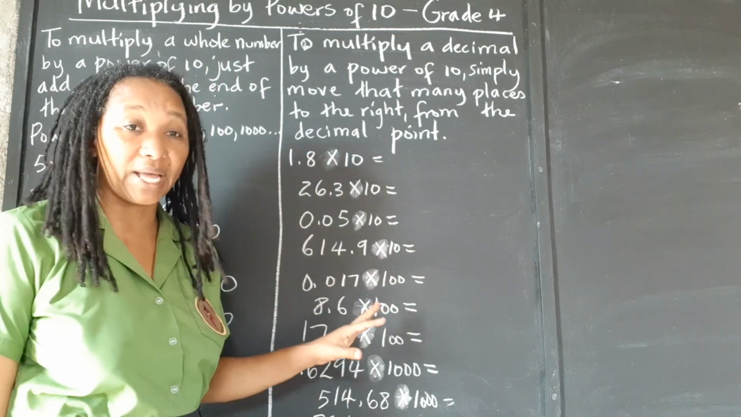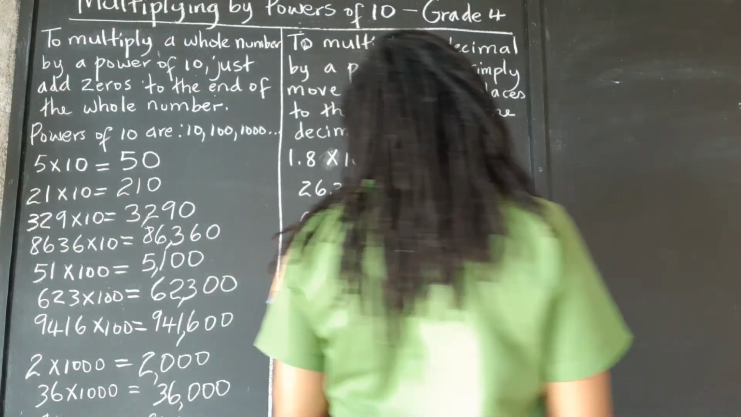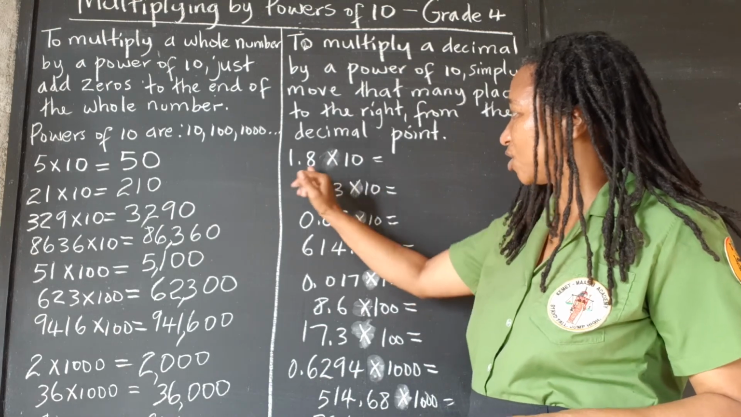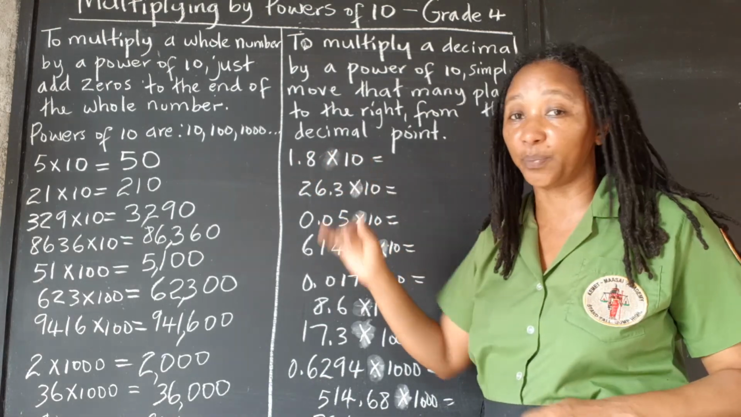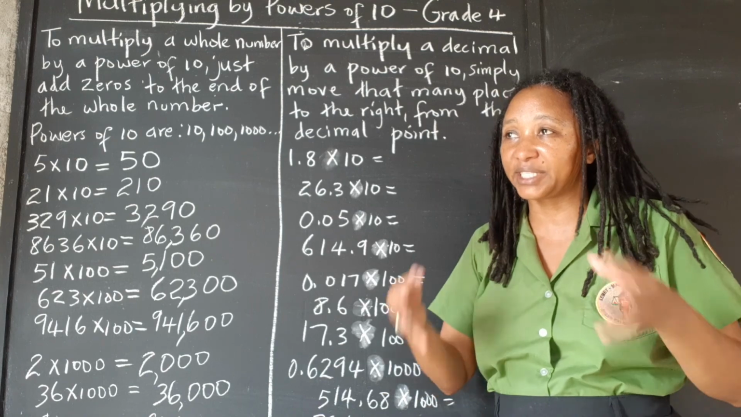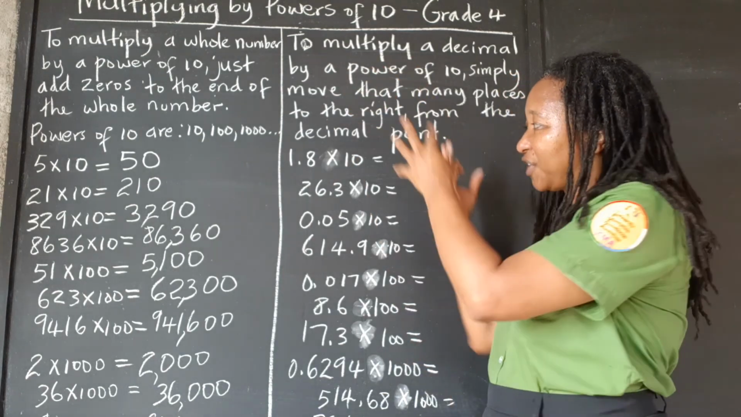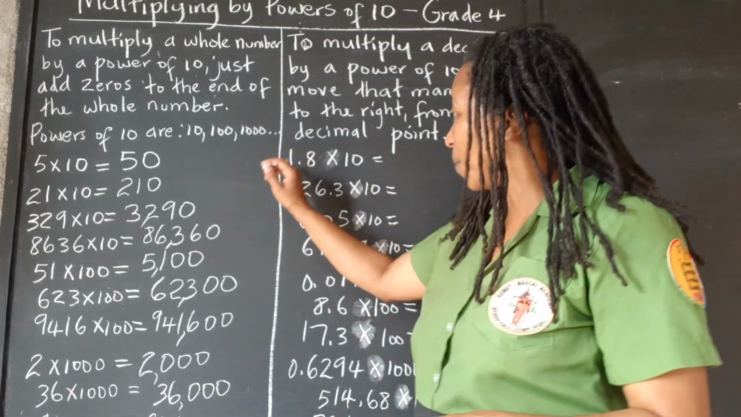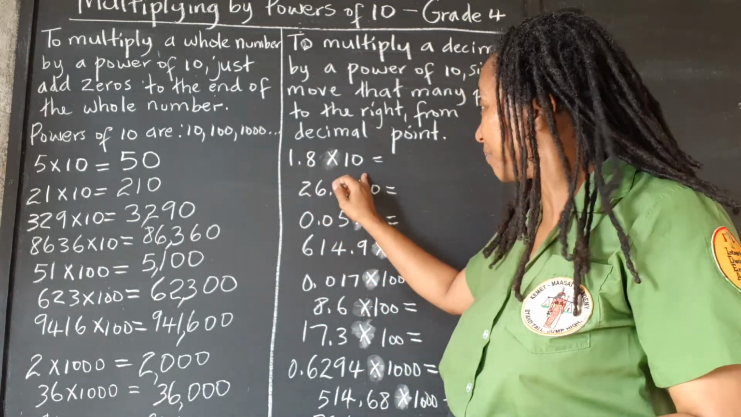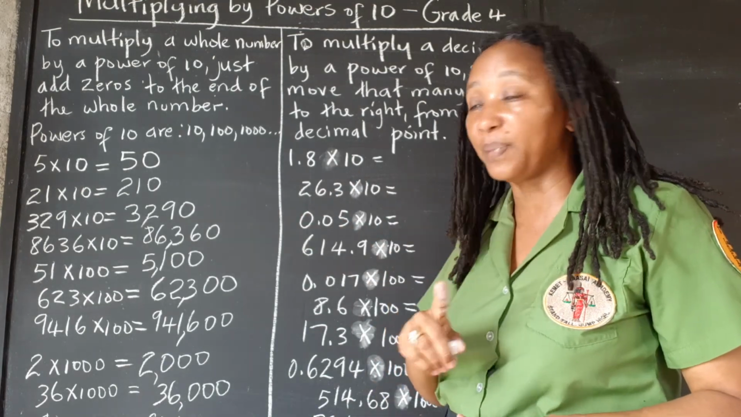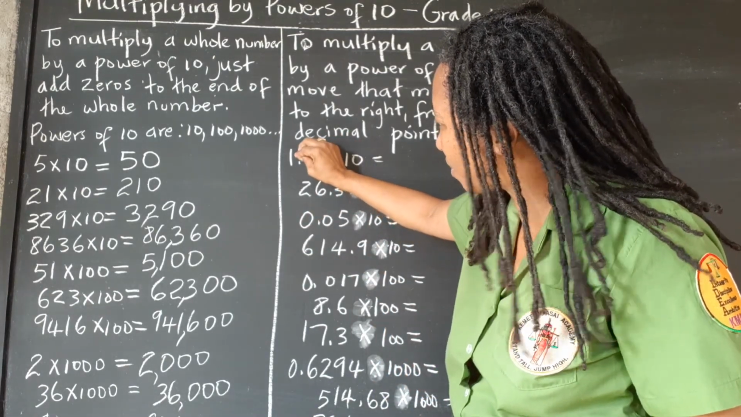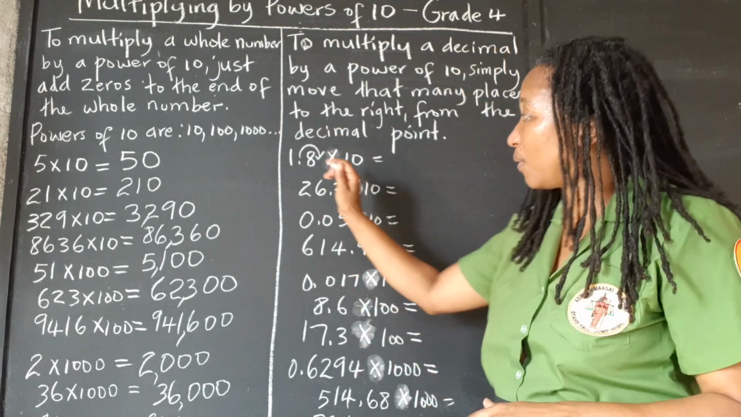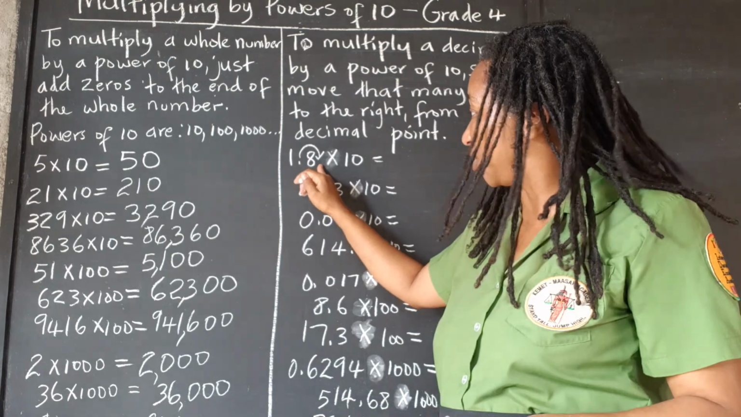Okay, so we're focusing on multiplication in this lesson. We're moving any number of places to the right of the decimal point. It's as if we're taking the decimal point and shifting it to the right. So 1.8 times 10, we're going to move 1 place to the right. So it's like we're moving it from here and shifting it this way. Now it's going to end up at the end of the number.